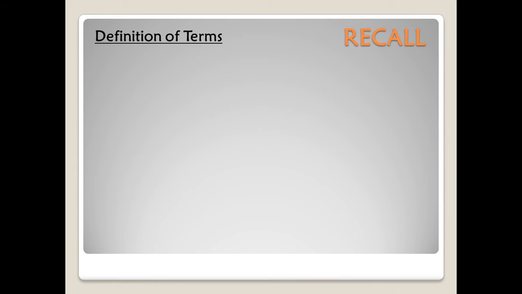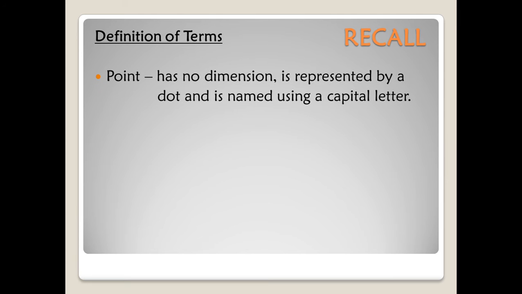Definition of terms. Let us try to define terms in geometry. A point has no dimension. It is represented by a dot and is named using a capital letter. So, for example, itong dot na to. This dot can be named using a capital letter. Pag din-drawing mo siya, ganito.